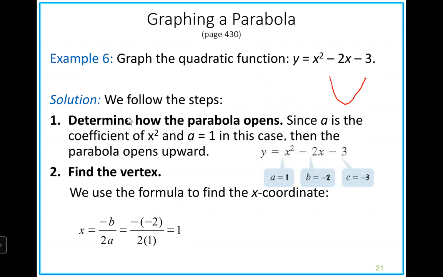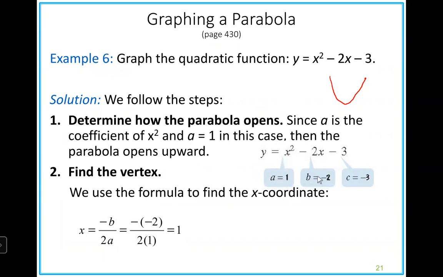All right, so it says here, determine how the parabola opens. Since a is the coefficient of x squared and a is equal to 1 in this case, then the parabola opens upward. So it will look something like this. Now to find the vertex, we're going to use the formula x equals negative b over 2a. So b is the coefficient of x, which is negative 2, so minus negative 2. And then a is the coefficient of x squared.